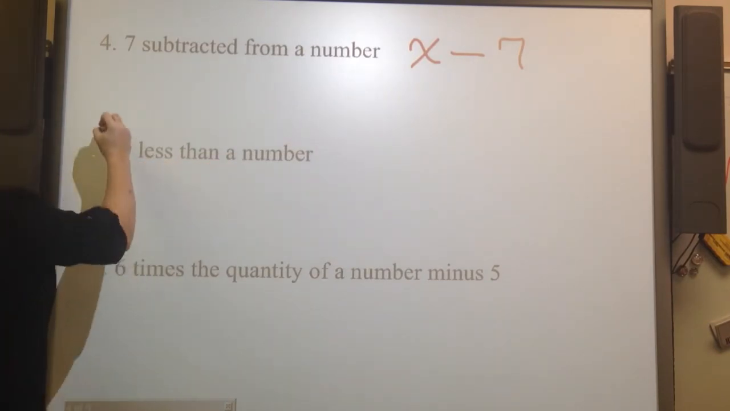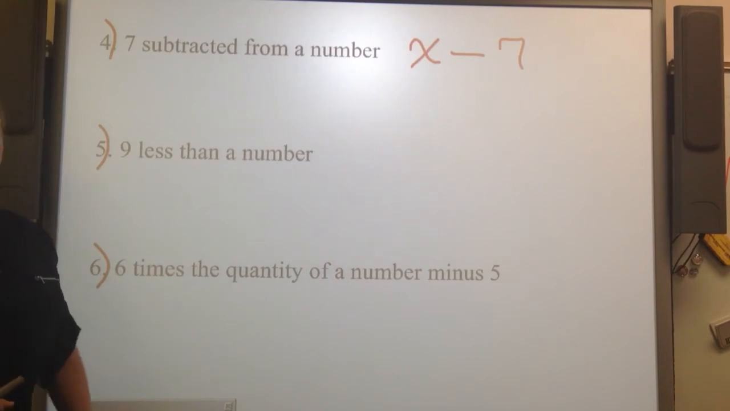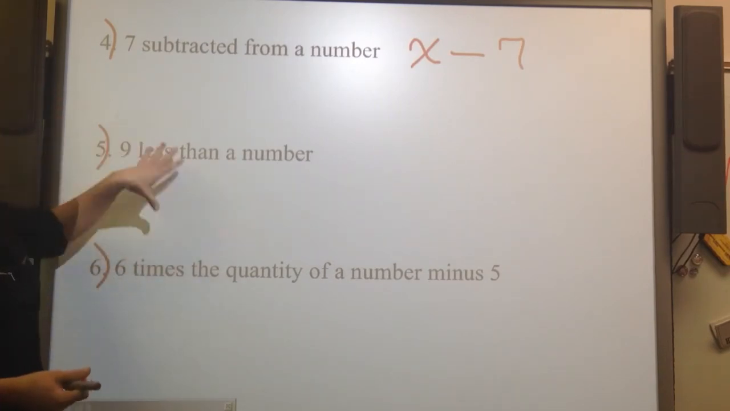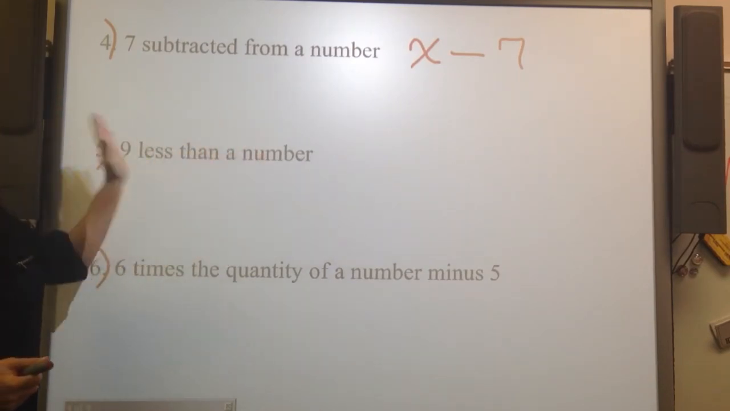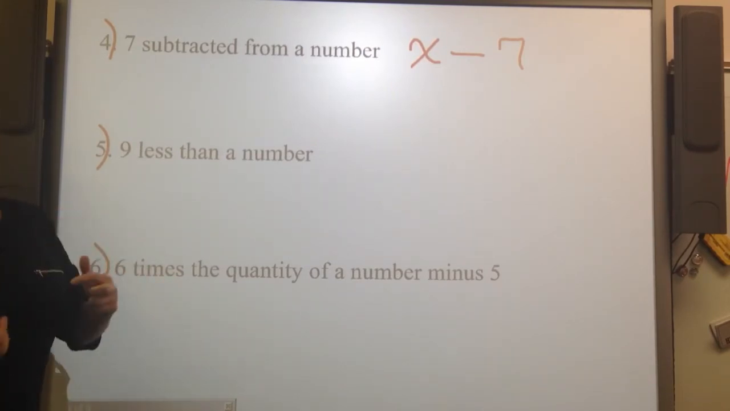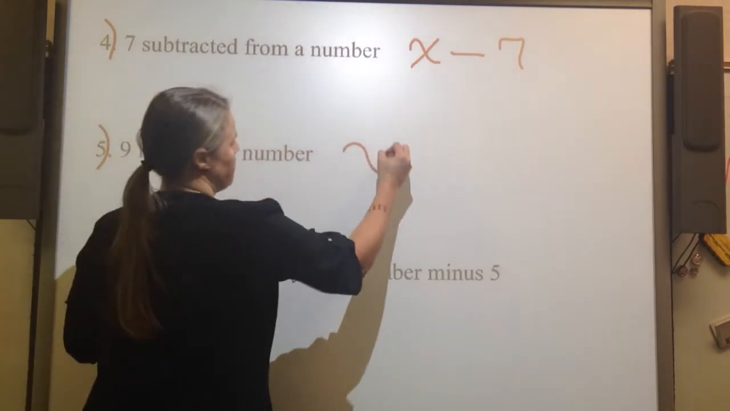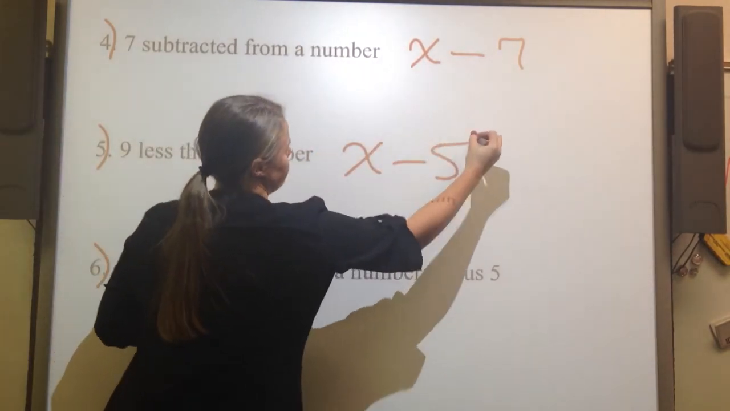9 less than a number. So again, we have a number, and we're taking 9 from it because it's 9 less. If I have money and I spend 5, I have 5 less than I had. So a number minus 5.